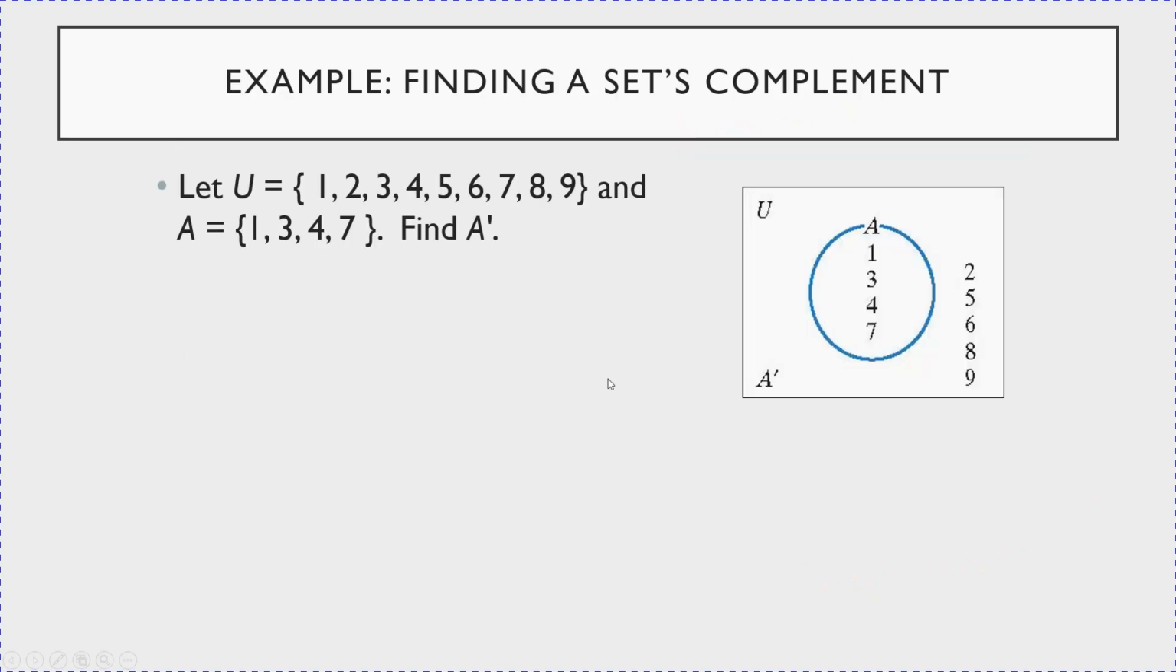All right, so let's do some examples here. Let the universal set be the numbers 1 through 9, as you can see over here, and let set A be equal to the numbers 1, 3, 4, 7. Find A prime. A prime, which is the same thing as A complement, is just everything that's left over. So what's outside of A? It's the numbers 2, 5, 6, 8, and 9.